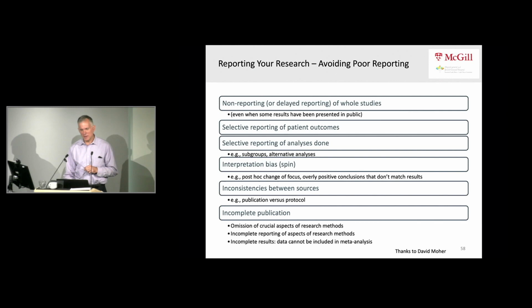Interpretation bias or spin, and I'll come to that in a minute, what that means. Inconsistencies across sources we see all the time, where what you say you're going to do in the protocol and what you say you did in the publication don't match. And the big one here is incomplete publication. This is the most relevant, I think, as you're reporting and using reporting guidelines, that, unknowingly, you won't have information that a good guideline group or a policy group or a systematic review will need to be able to use your study and credit it for being a useful source of information, right?